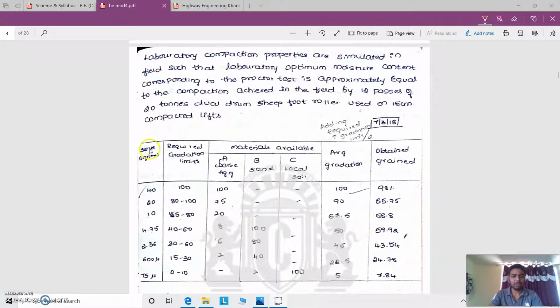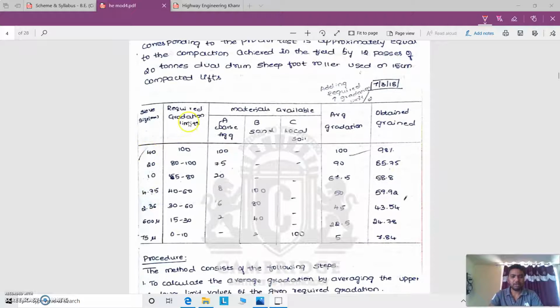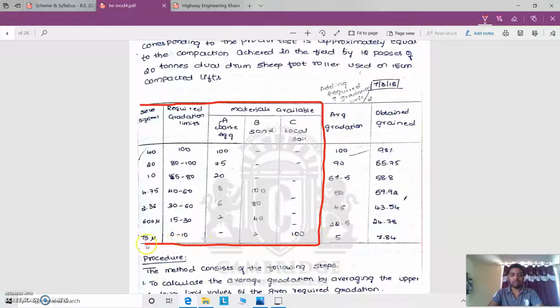The data will be given for particular sieve sizes and the required gradation limits, and three materials are given here: coarse aggregate A, sand B and C, that is local soil. This much is the total question, right? In this question you may have to add these columns, and after this the average gradation is considered.